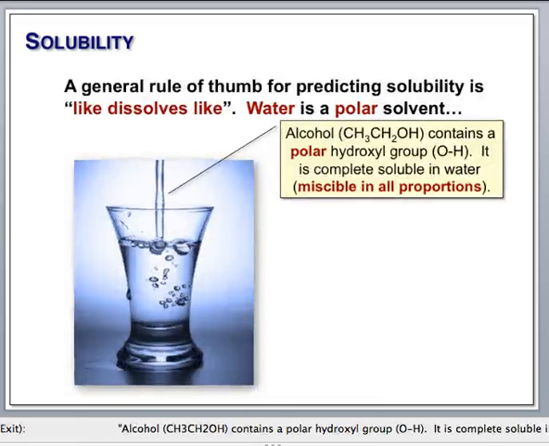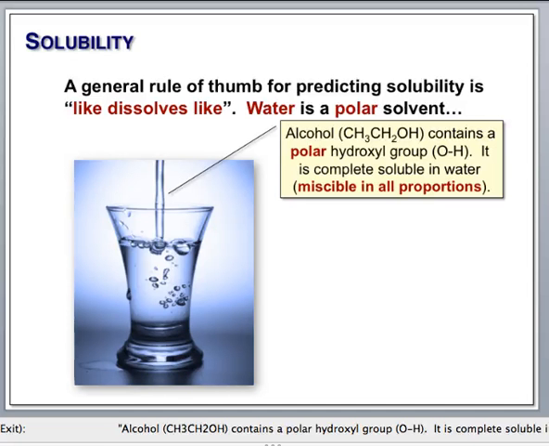All right, let's talk about our rule of thumb for solubility. We saw that water interacted specifically with the ions in sodium chloride. It did it by surrounding the ions with the dipoles, right? Well, water can basically dissolve virtually anything that is a polar molecule.